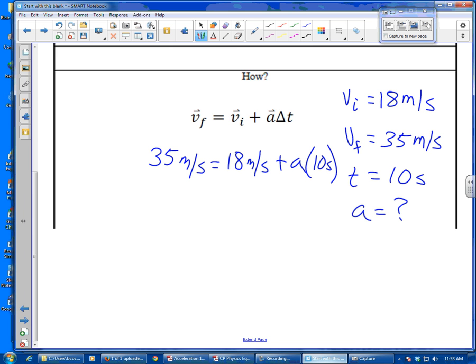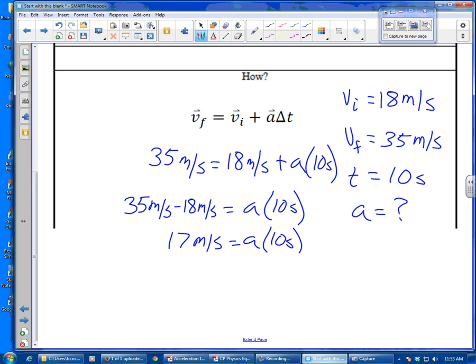So I need to get A by itself. My first step would be 35 meters per second minus 18 meters per second. That would equal A times 10 seconds. And let's see, 35 minus 18 is 17 meters per second equals A times 10 seconds. And so I'm going to divide both sides by 10 seconds.